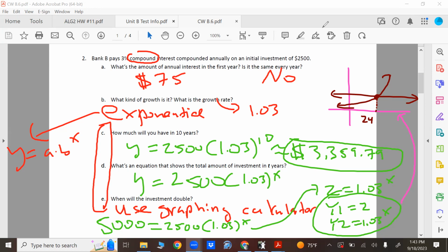You gotta zoom out. So you're going to change the max. My scale is X max 30. Y max.